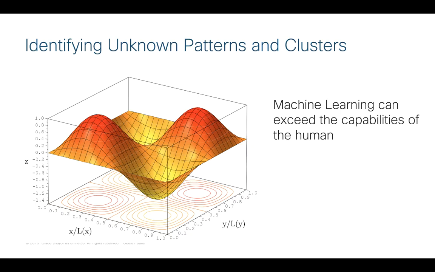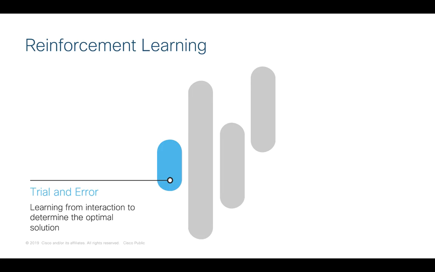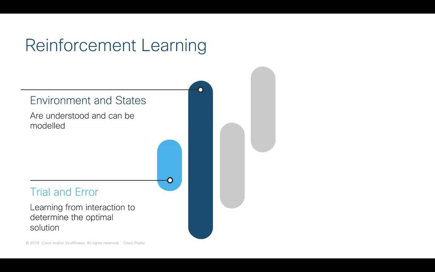So we've talked a little about supervised learning and unsupervised learning. Now let's turn our attention to the third of our learning algorithms, reinforcement learning. Now this differs very much from the other 2. Here we're actually learning from trial and error. We're making changes and we're trying to determine what our optimal solution is by assessing how effective those changes are. Now to do this, we need to really understand the environment we're working in, and to be able to really model the states that might exist within that environment.